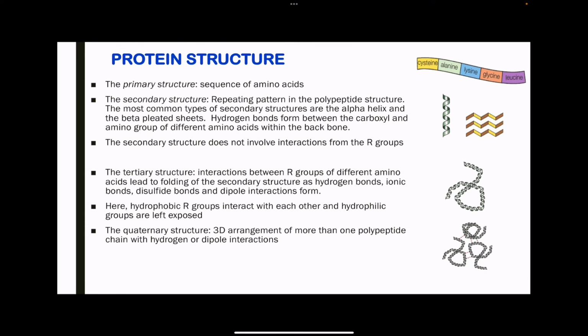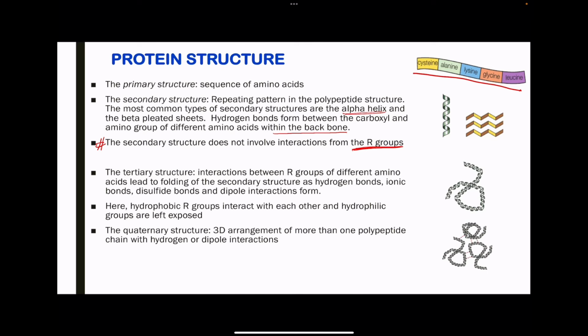Going to the structure of proteins, we're going to talk about the primary, secondary, tertiary, as well as quaternary structure. The primary structure contains a sequence of amino acids arranged to create a polypeptide, as you can see here. Again, this is extracted from your textbook. The secondary structure contains repeating patterns of the polypeptide structure. The most common types of secondary structures are going to be the alpha helix and then the beta pleated sheets. Here, hydrogen bonds form between the carboxyl and the amino groups of different amino acids within the backbone. This means not within the R groups. There is no interaction between the R groups when you're talking about the secondary structure. I emphasize it here, you have to know. The secondary structure does not involve interaction from the R groups.